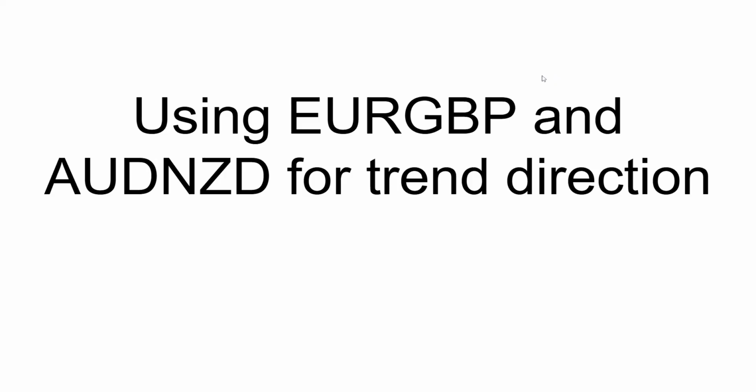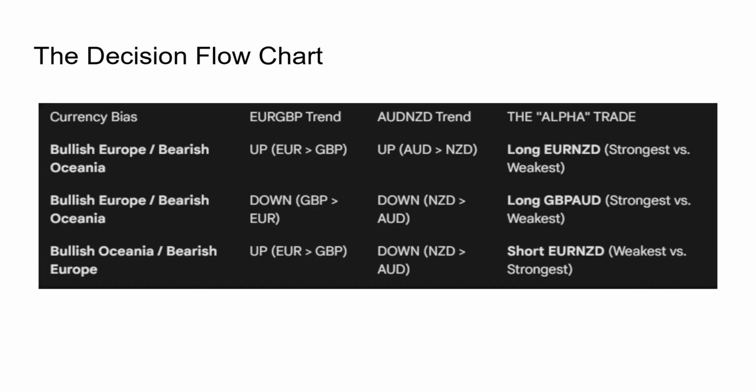We're going to experiment here using Euro Pound and Aussie New Zealand for trend direction and trading candle range theory. So we have a decision flow chart here that I'm going to be referring back to, and you're going to just see me in real time test this to see if it can give any type of edge.